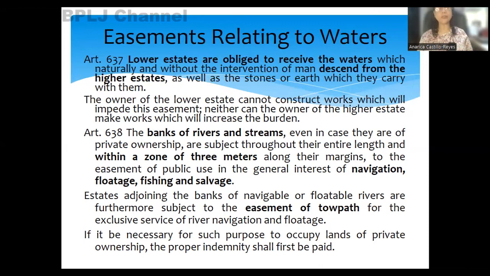Okay, Article 638: the banks of rivers and streams, even in the case they are of private ownership, are subject throughout their entire length and within a zone of 3 meters along their margins to the easement of public use in the general interest of navigation, floatage, fishing, and salvage. So within a zone of 3 meters, the banks of rivers and streams are subject to the easement of navigation, fishing, floatage, and salvage. Estates adjoining the banks of navigable or floatable rivers are furthermore subject to the easement of towpath for the exclusive service of river navigation and floatage. Okay? If it is necessary to occupy lands of private ownership, proper indemnity shall first be paid.